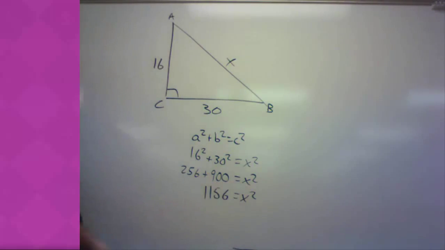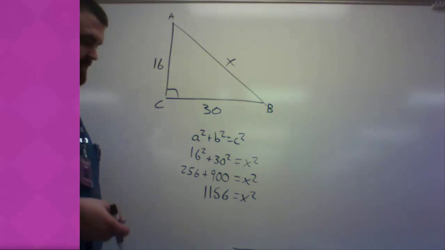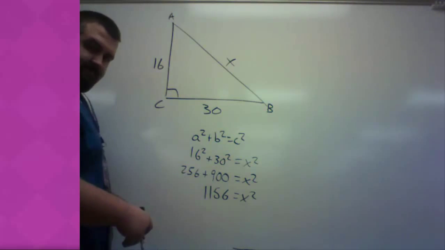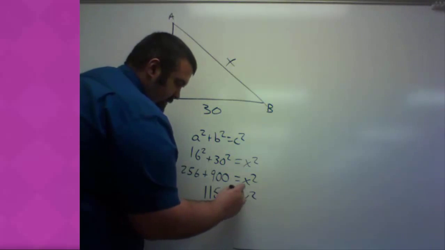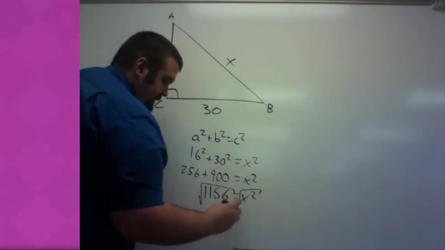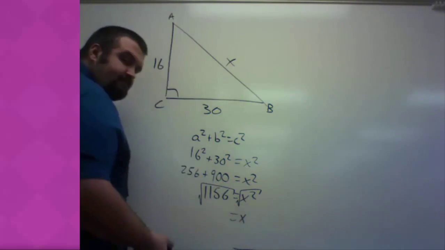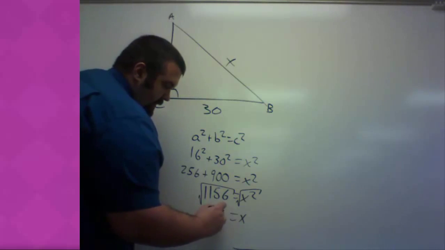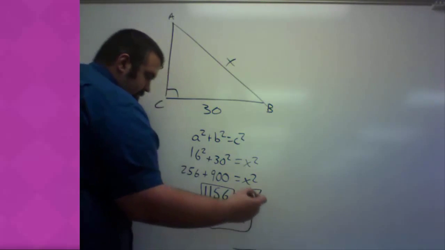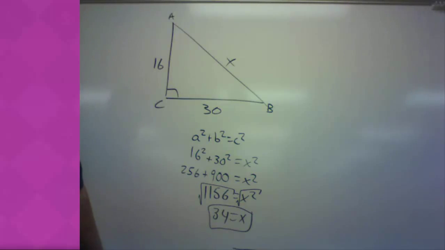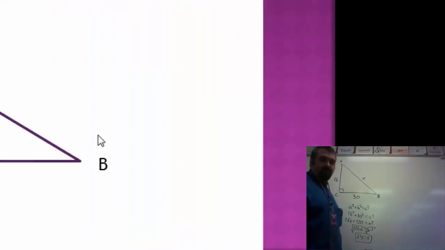And at this point, I'm looking for x. To get rid of the square, I have to do the square root. So the square root of both sides, I get x to be 34. Awesome. This is Pythagorean's theorem. This is example 1. You should be able to do this. Plug in the numbers into the right spot.